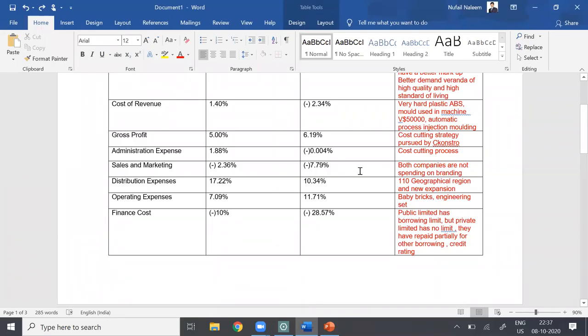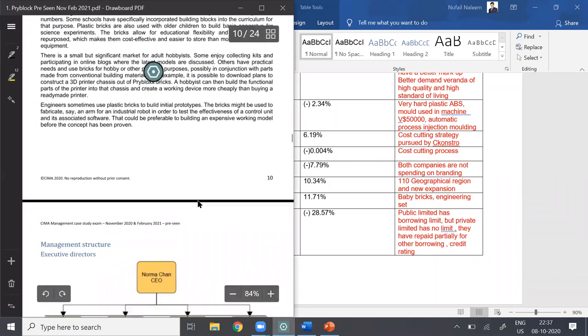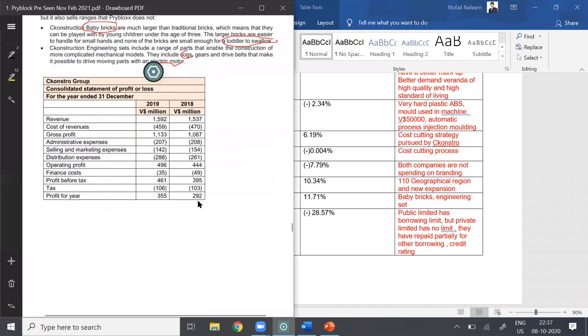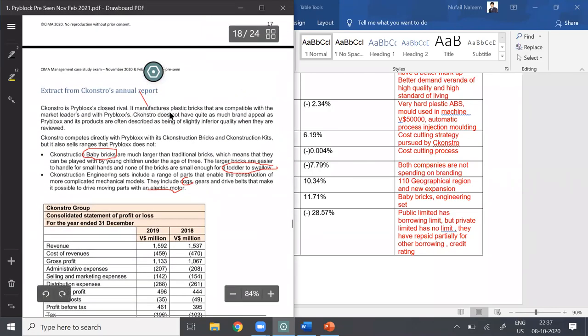Yes, please. What are the other factors that show that we are in cost-cutting measures? We are not in cost-cutting measures. The competitor, they have mentioned clearly. I will show that. It's mentioned on page number 18, students, you can write it down. Constro is Priblock's closest rival. It manufactures plastic bricks that are compatible with market leaders and with Priblock's. Constro does not have quite as much brand appeal as Priblock's, and its products are often described as slightly inferior in quality when they are reviewed. Now are you getting the understanding? Why are our competitor's products of less quality? Because it is clearly mentioned.